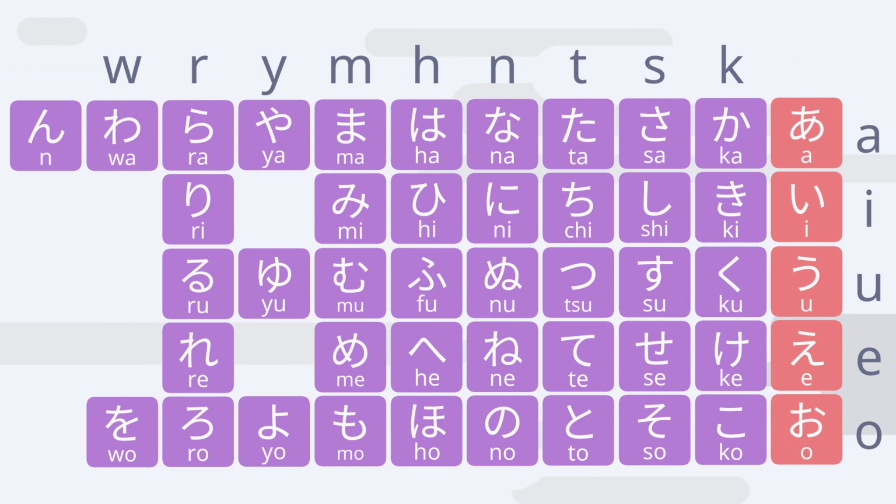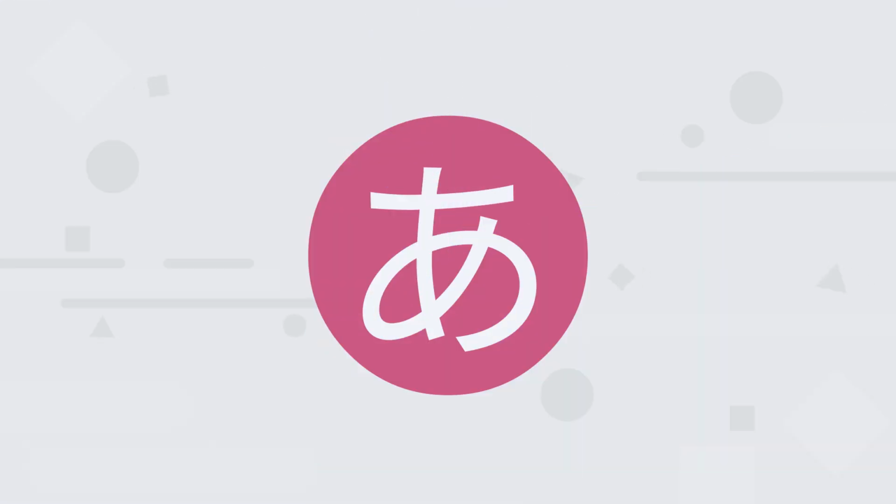Welcome back. In this video, we'll go over the 5 basic vowel sounds in Japanese. a, i, u, e, o. The first character we'll learn is a.